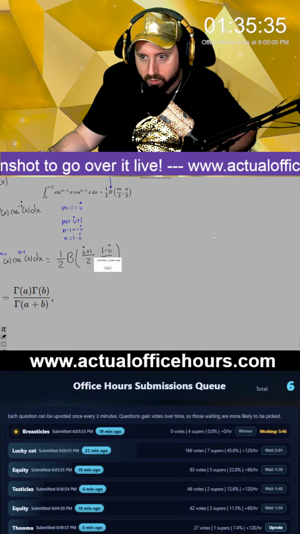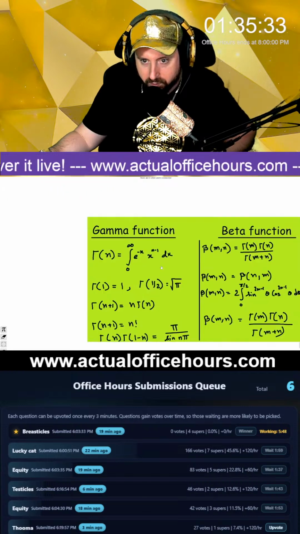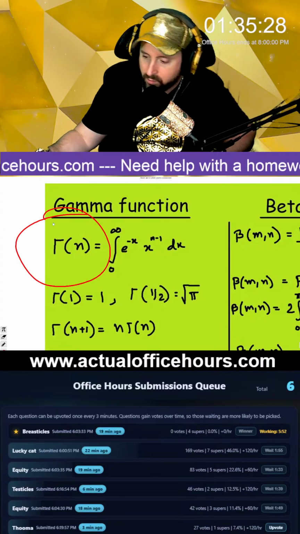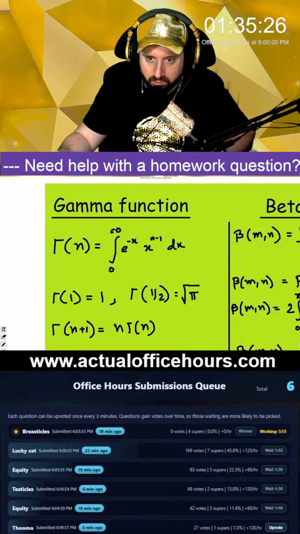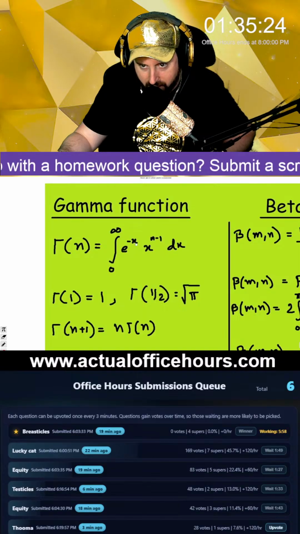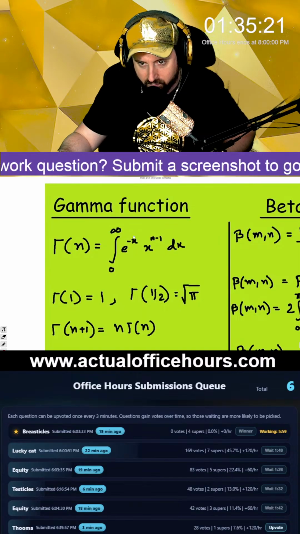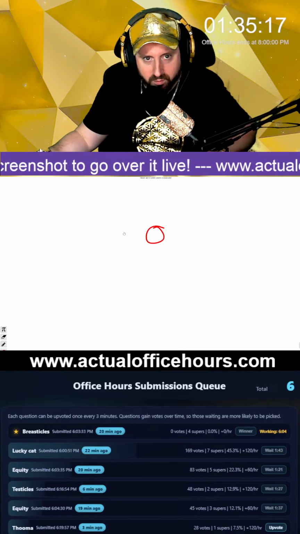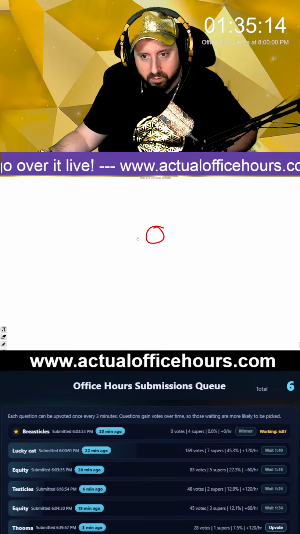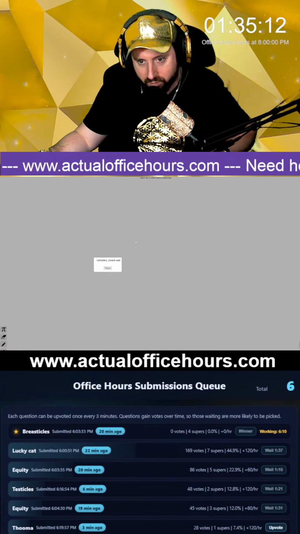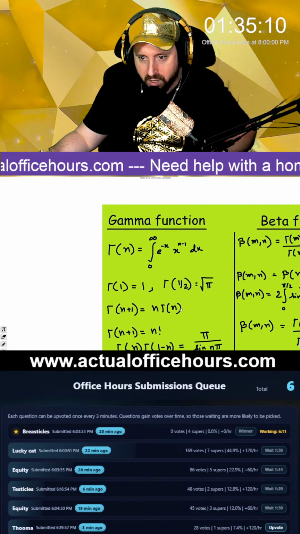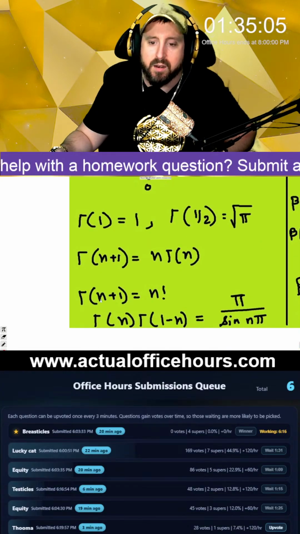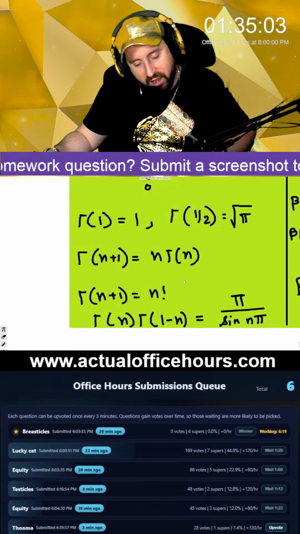Here's some quick cool things about the gamma function. So the gamma function works as an integral of e to the negative x times x to the n minus 1. Is that kind of what that is? Oh, these x's and n's are terrible. Anyways. Okay. And also, gamma of 1 is 1. Gamma of 1/2 is the square root of pi. And gamma of n plus 1 is the same thing as n factorial.